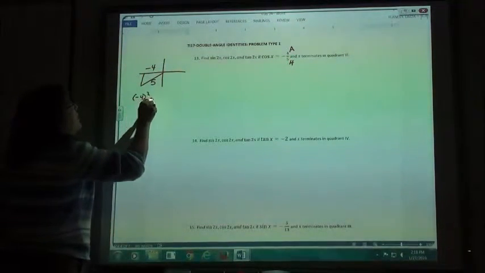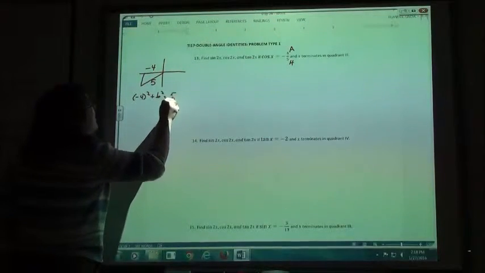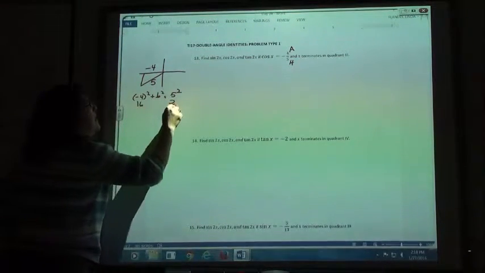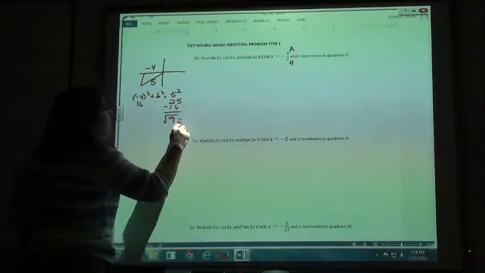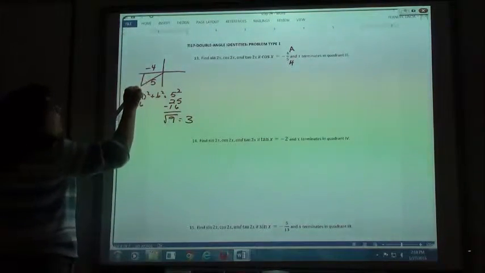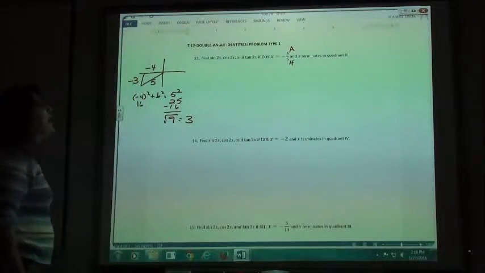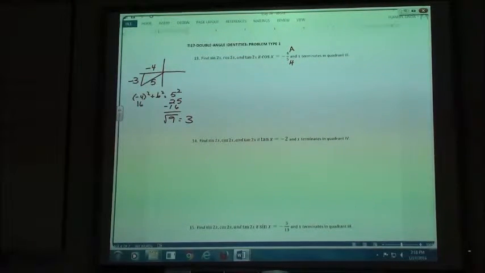Negative 4 squared plus b squared equals 5 squared. This is 16, this is 25. We subtract, we get 9. The square root of 9 is 3. This is going down, so I would have a negative 3 for the length of that side.